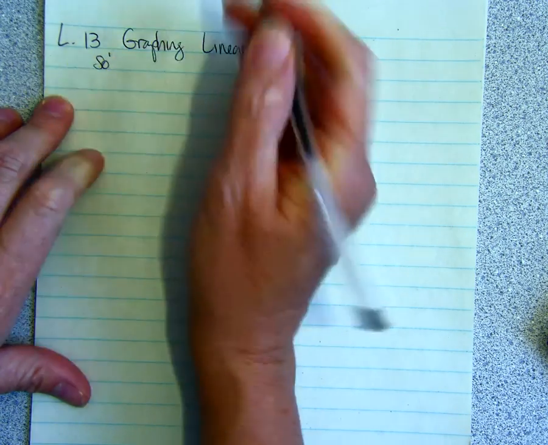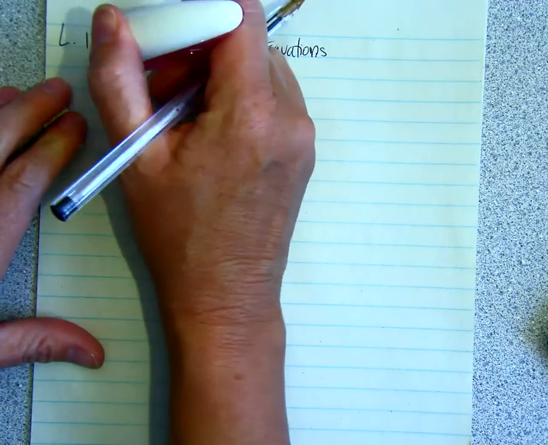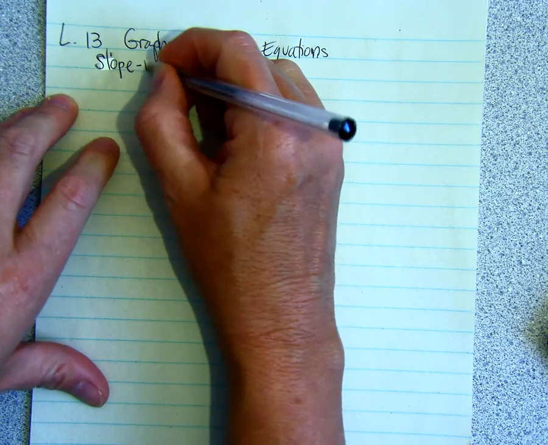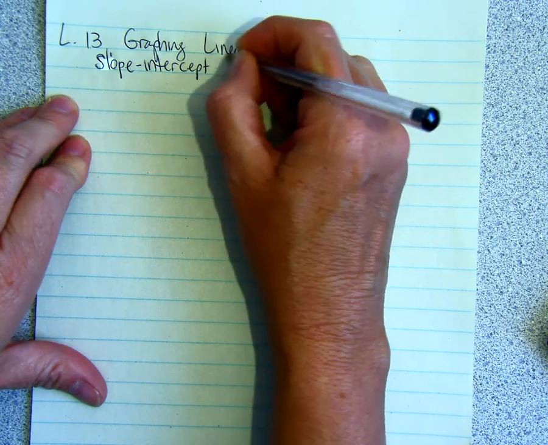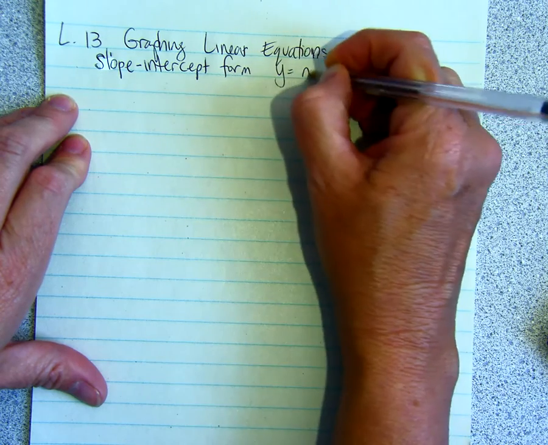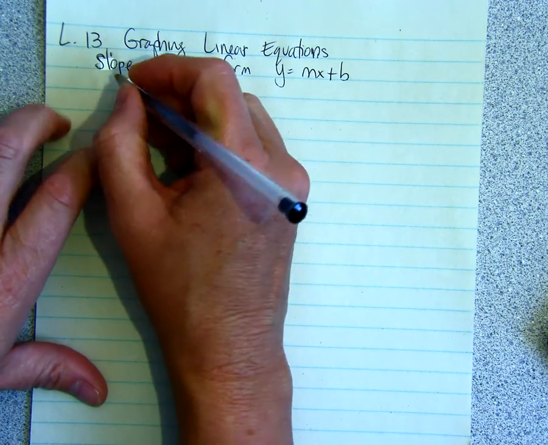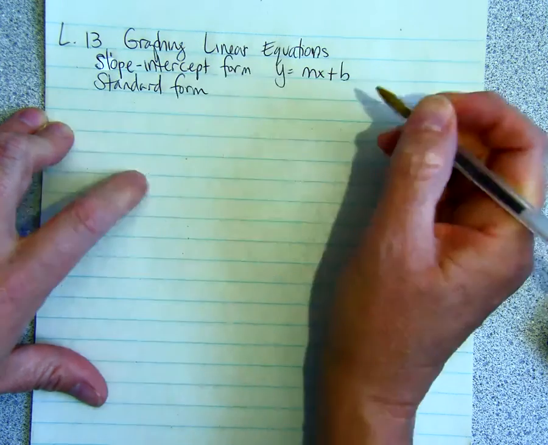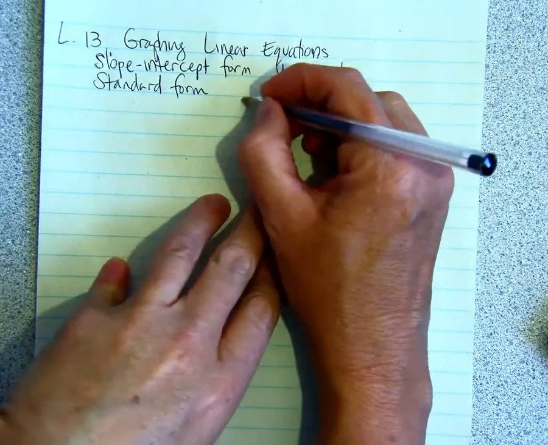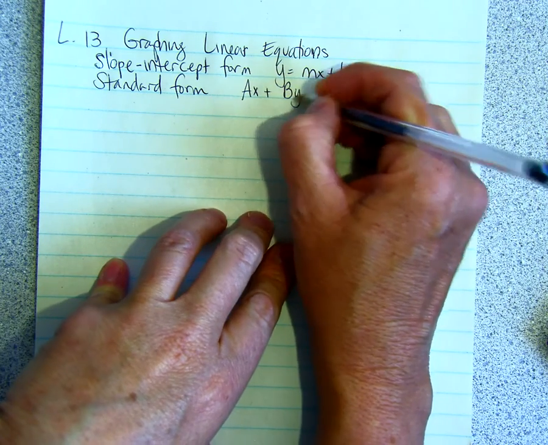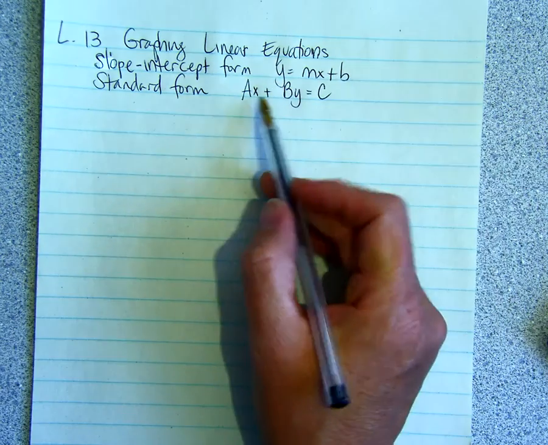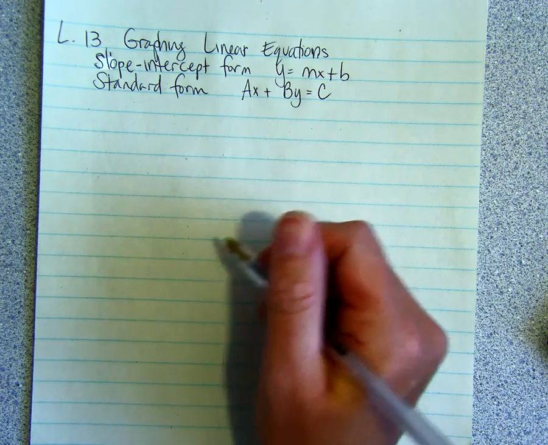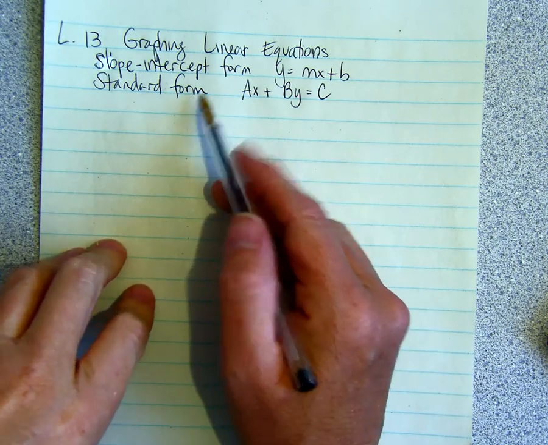We have two different types of equations. We can have an equation in slope-intercept form, and we can have an equation in standard form. Slope-intercept form is y equals mx plus b, and standard form is a times x plus b times y equals c. And a, b, and c are real numbers. They can also be equal to 0.